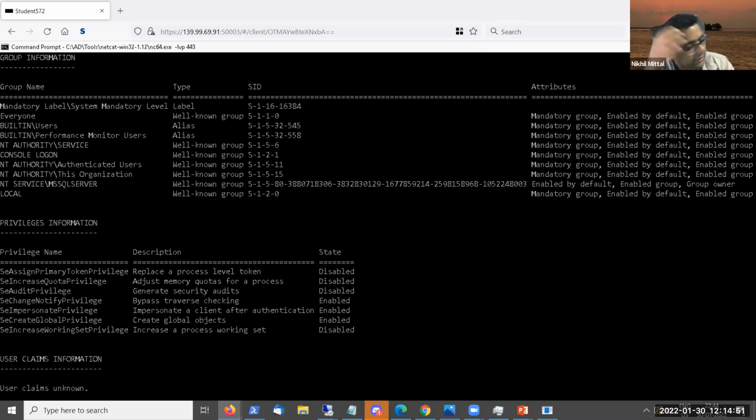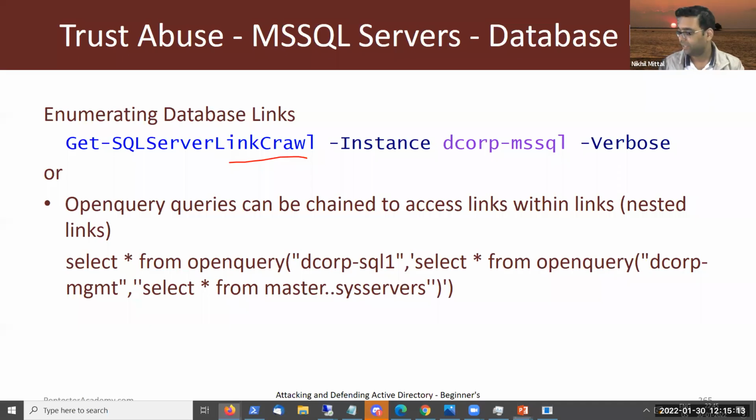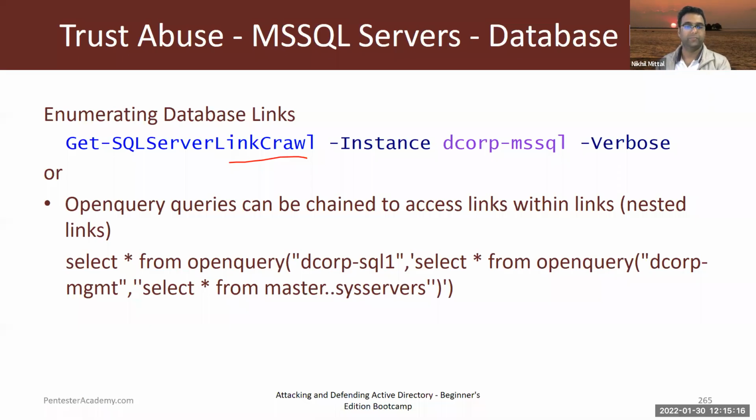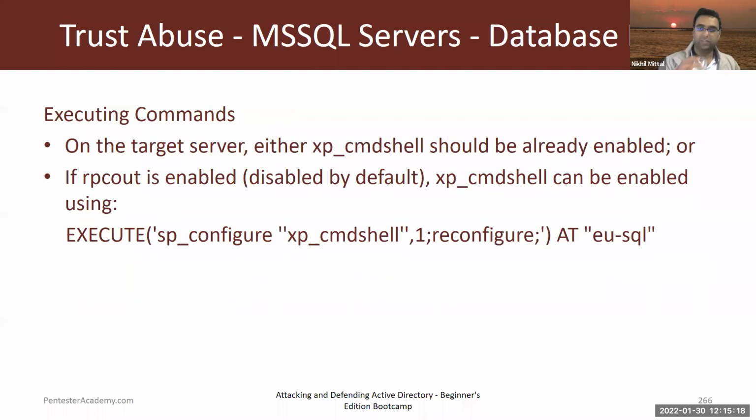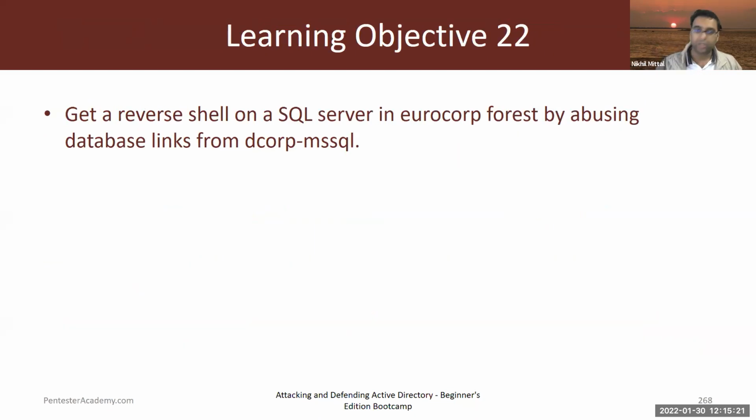Now, a question: is there a path to elevate privileges from the EU SQL machine and get access to EU.Eurocorp? I mean, there is no intended path, but you can play with this if you want, at least this one, but there is no such intended path. So that was our learning objective 22: get a reverse shell on a SQL server in Eurocorp Forest by abusing the database links.